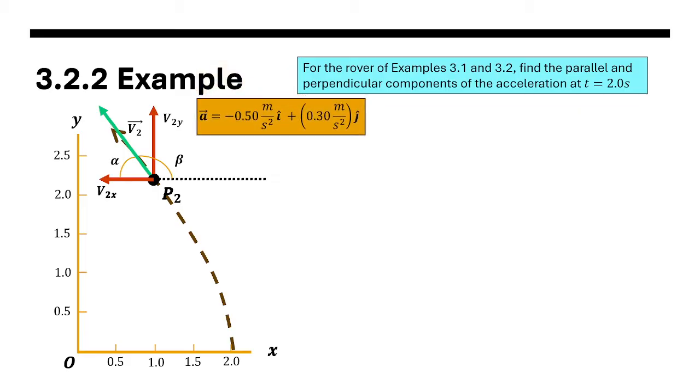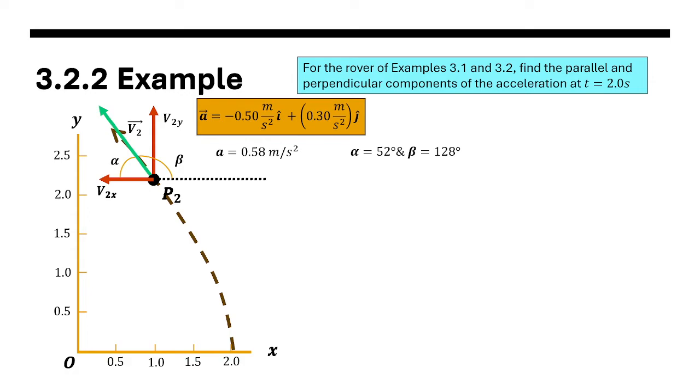Recall that our instantaneous acceleration vector at t equals 2 seconds is negative 0.5 meters per second squared i hat plus 0.30 meters per second squared j hat. The magnitude of this is 0.58 meters per second squared. And basing from our diagram, the alpha and beta are 52 degrees and 128 degrees respectively.